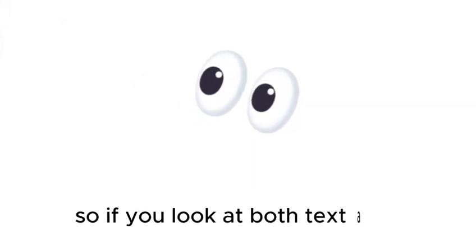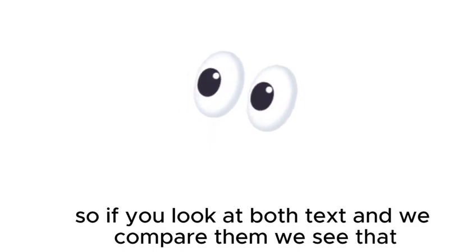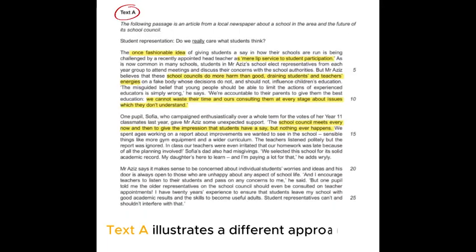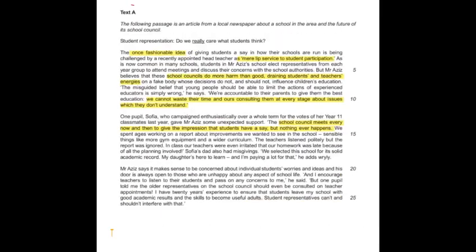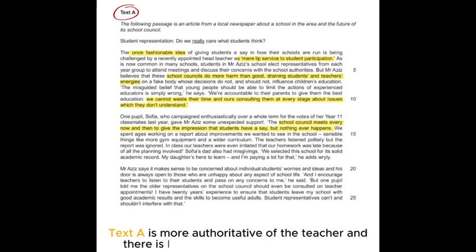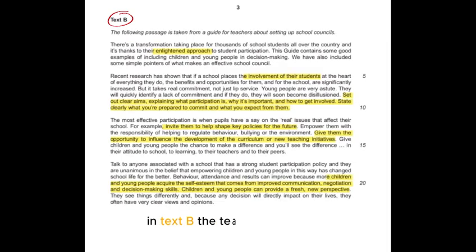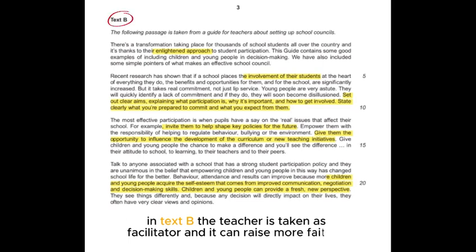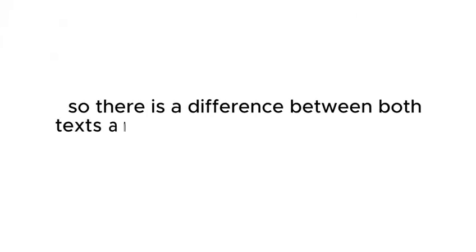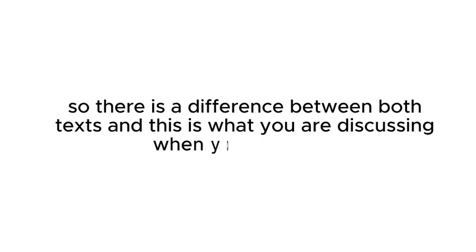So, if you look at both texts and we compare them, we'll see that text A illustrates a different approach to education and the purpose of school from text B. Text A is more authoritative of the teacher and there is lack of trust in students, whereas in text B, the teacher is taken as facilitator and it conveys more faith in students that they will make good decisions. So there is a difference between both texts, and this is what you are discussing when you evaluate.